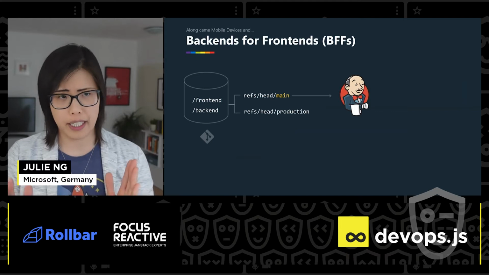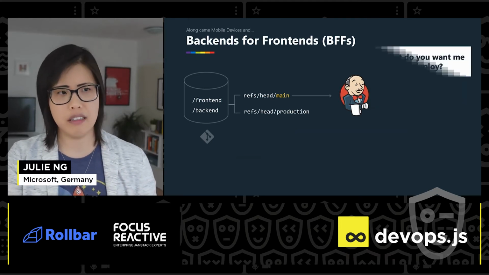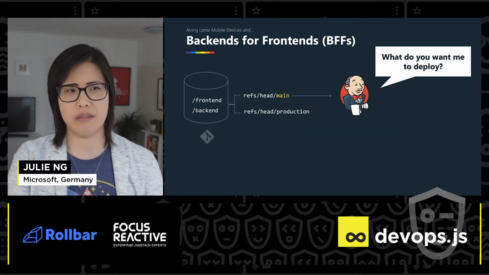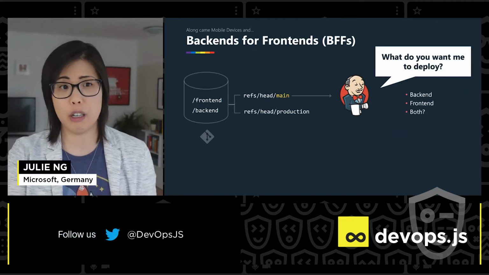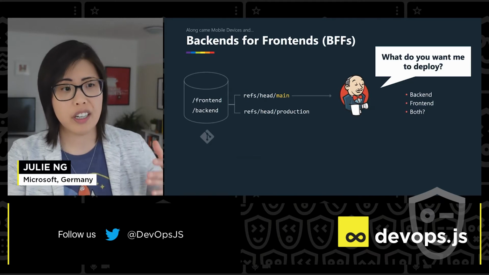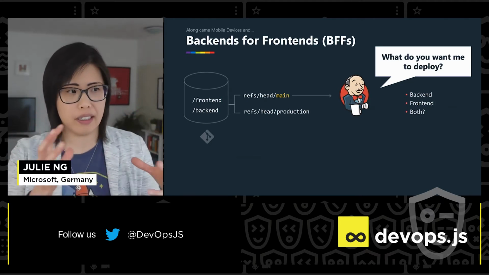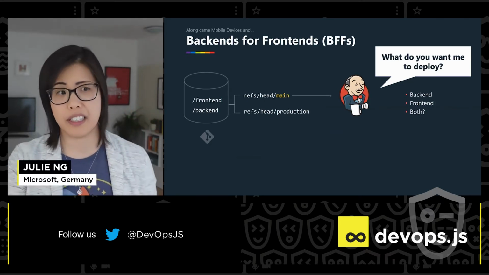So you're going to split out your backend. Now we make a change to main, right? Jenkins is going to say, well, what do you want me to do? Am I supposed to deploy the backend, front end, or both? Super confusing suddenly, but how do you fit everything together?